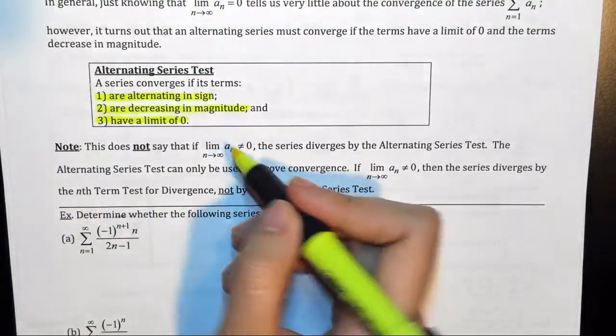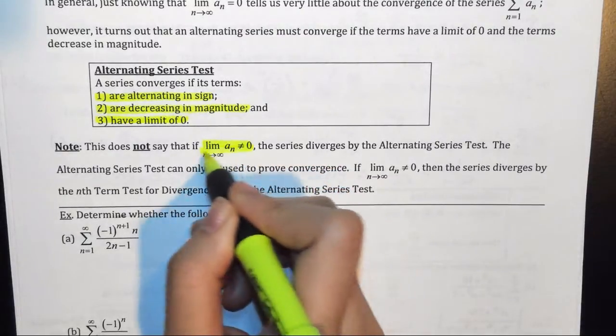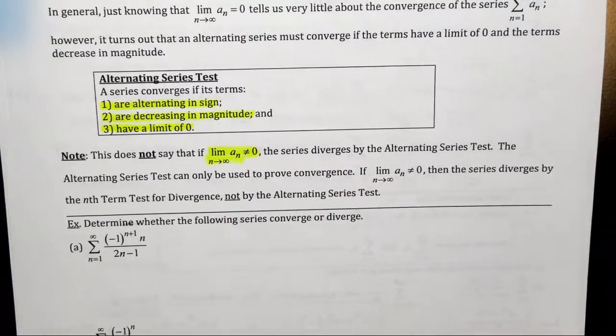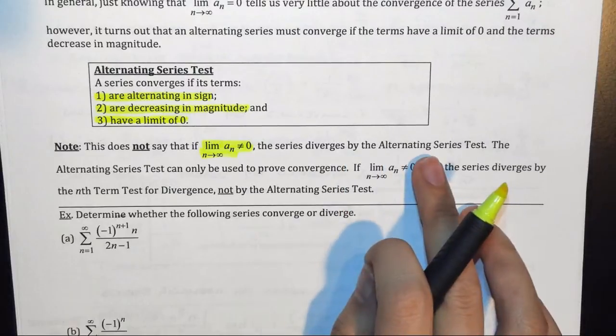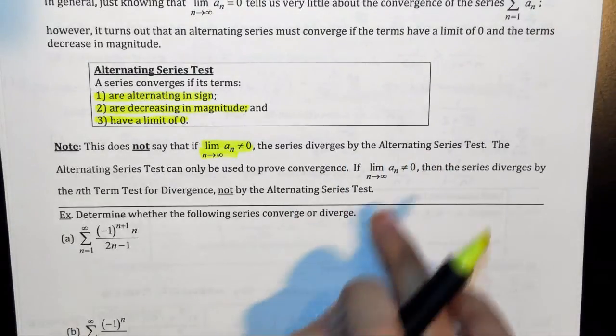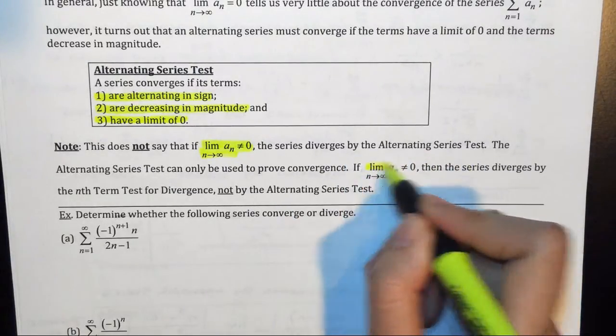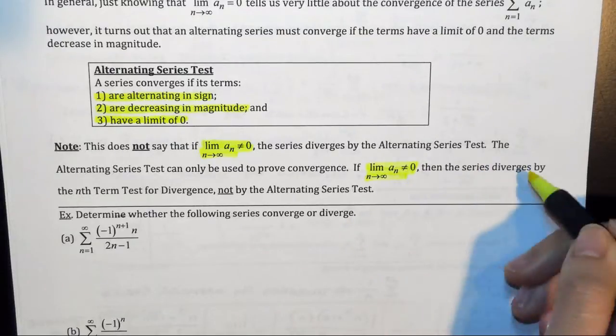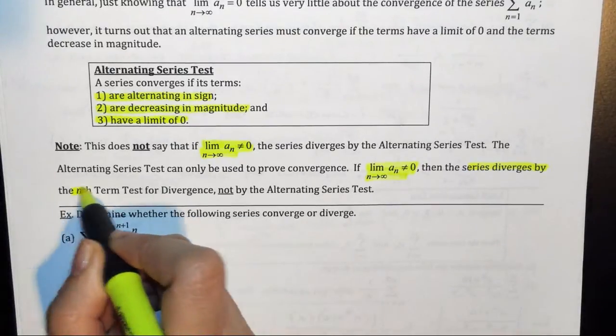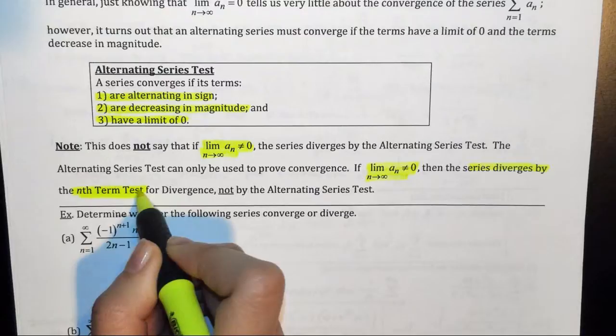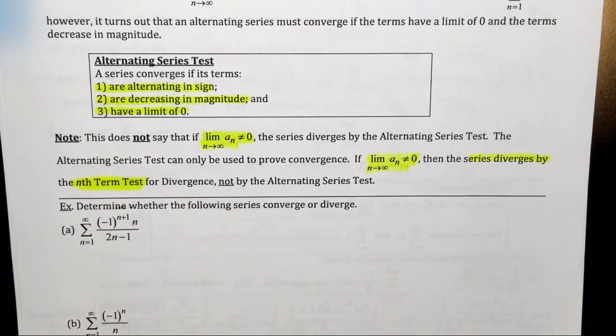Now, if the limit does not equal 0, you do not say that it diverges by the alternating series test. If the limit does not equal 0, then you say that the series diverges by the nth term test. Okay? So it doesn't matter whether it's alternating or not. If the limit does not equal 0, you go automatically and say that it diverges by the nth term test. Okay?